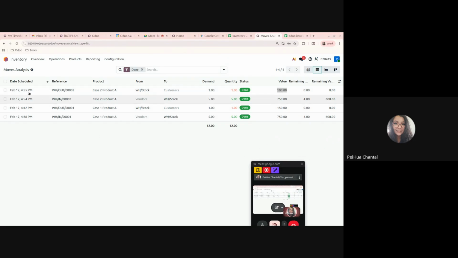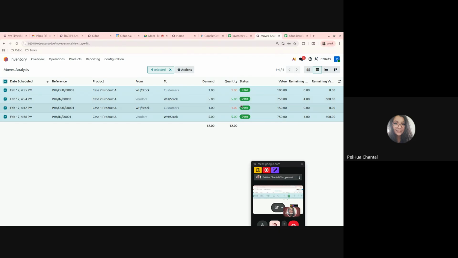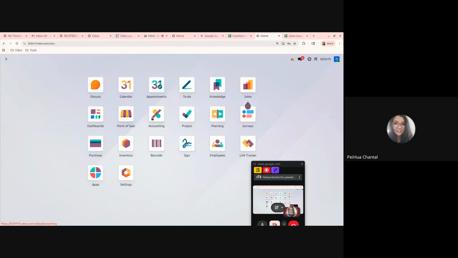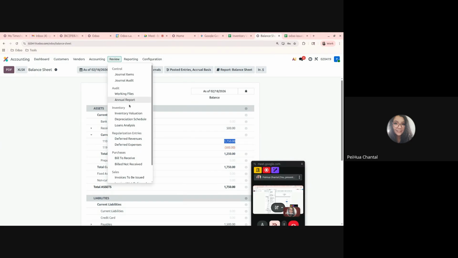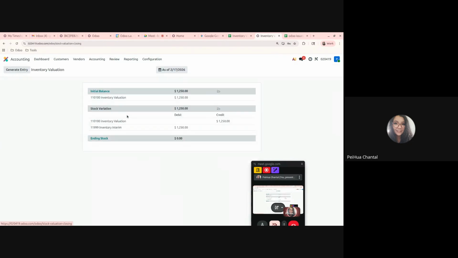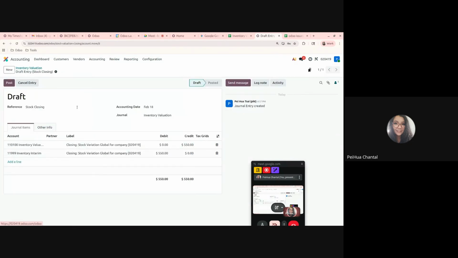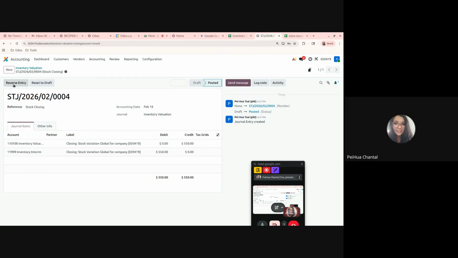Now, notice that your actual valuation is 600. What does Odoo tell you now in the accounting? It tells you you have 1750, which is wrong. If you go to review and then create a journal entry again, it offsets that 550. So basically that 100 cost of goods sold, which now has to be 150, has been reflected and booked into the interim, and you post it.